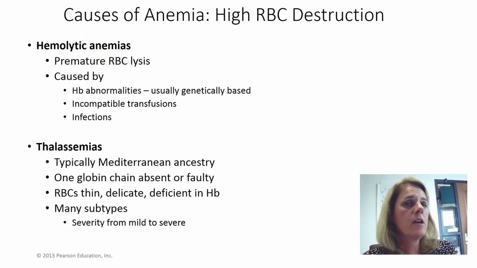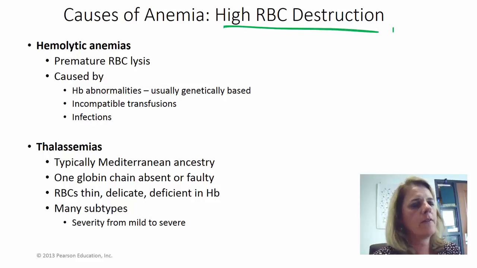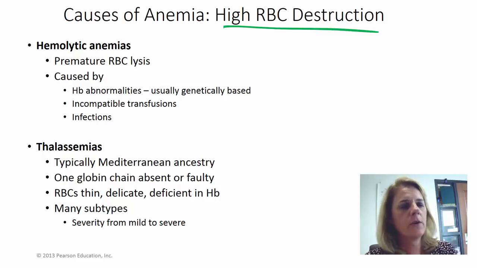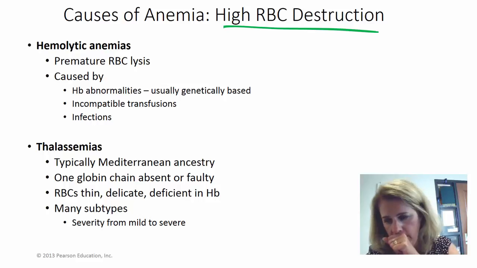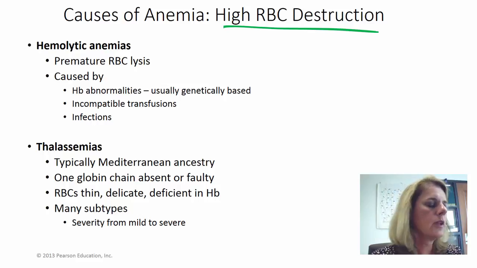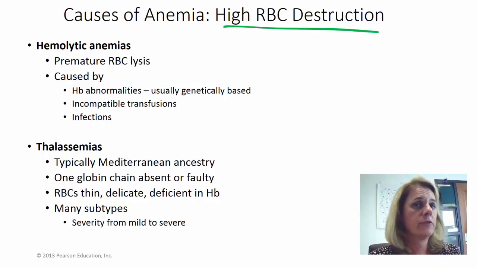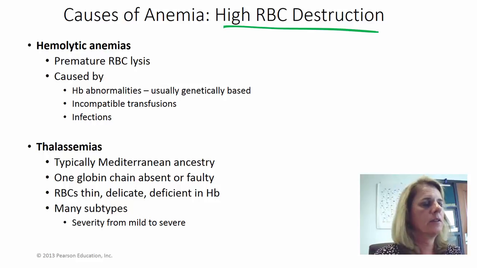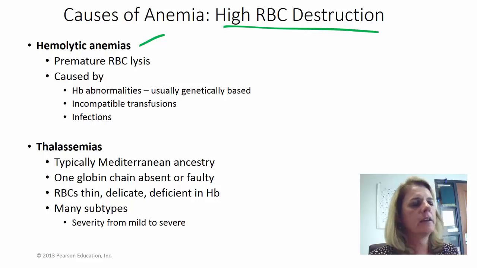So the opposite of low would be high. So what if you have high RBC destruction? So you had low RBC production, so not making enough. But now you're destroying them too fast. So you're getting rid of them faster than you need to. So one of those is called hemolytic. So lytic means to lyse or cut, so cut the red blood cells. So hemolytic anemias. And these are premature lysis of the red blood cells.